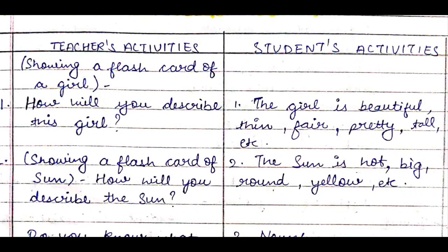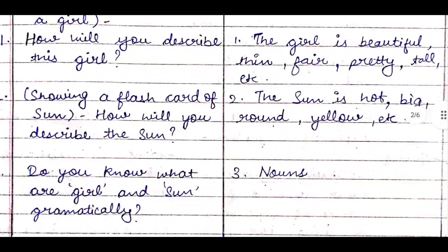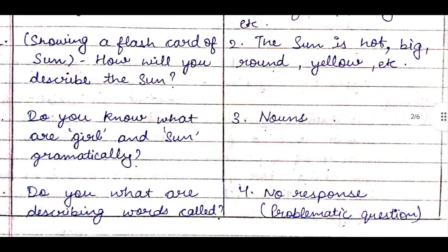After that, the teacher showing a flashcard of a sun. She'll show a flashcard in which there will be a picture of the sun, and then she'll ask, how will you describe the sun? Student will say, the sun is hot, big, round, yellow, etc. They describe it. Now the teacher will ask, do you know what are girl and sun grammatically? They'll say nouns. They already know.